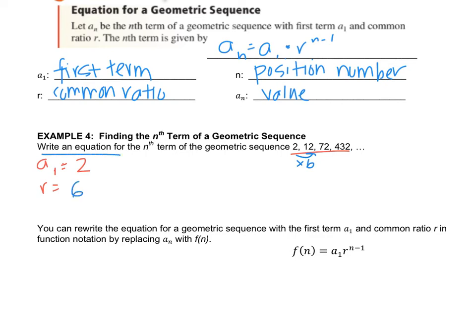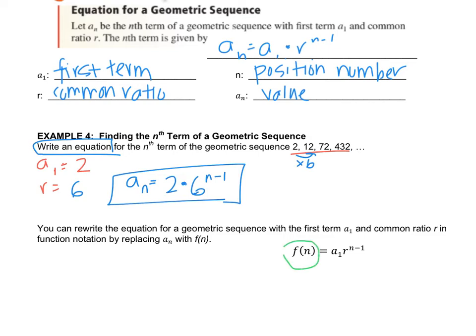So our equation, write an equation, is a sub n equals 2 times 6 to the n minus 1. And that's it. That's the equation. If you wanted to find a specific number in the sequence, you would plug in whatever value of n you wanted. Now down here, it's saying instead of saying a sub n, you can write it using function notation and use f of n, but they're the same thing.